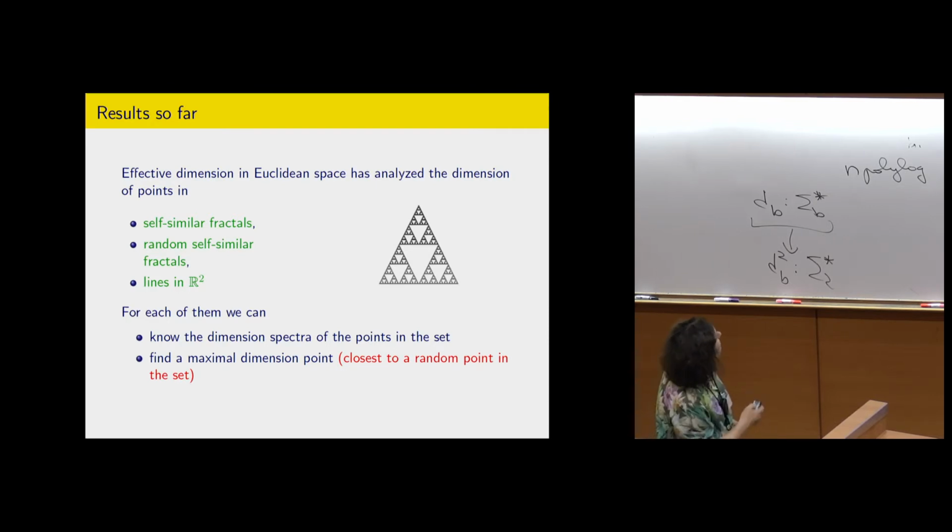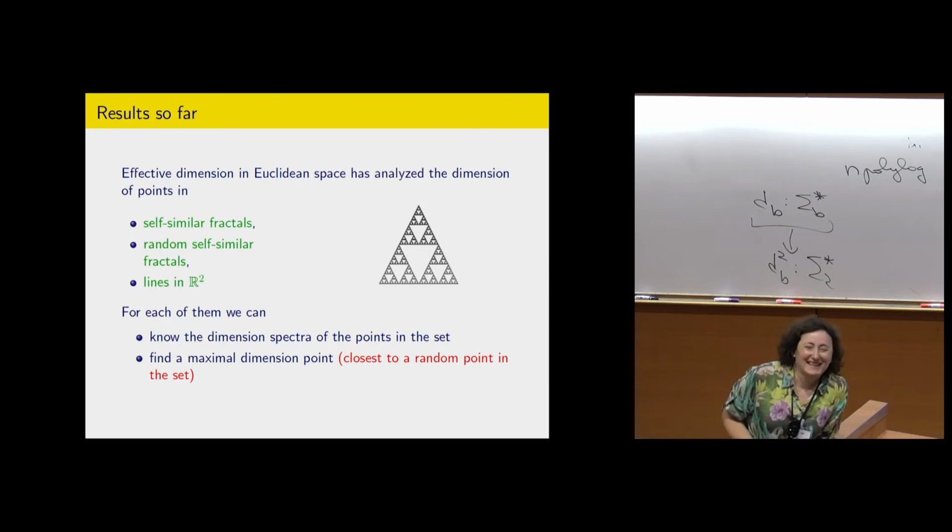Also, people have looked at the dimension of points on lines in R^2, so only on the plane. This seems like a very specific problem, but it turns out to have a lot of applications regarding open questions in fractal geometry. They are worried about things like Kakeya sets, which I will probably not define.